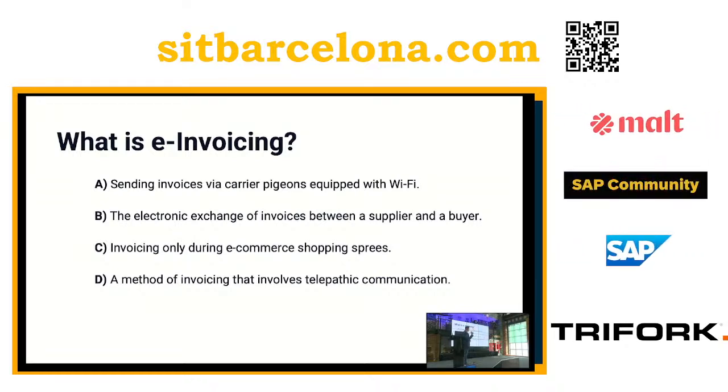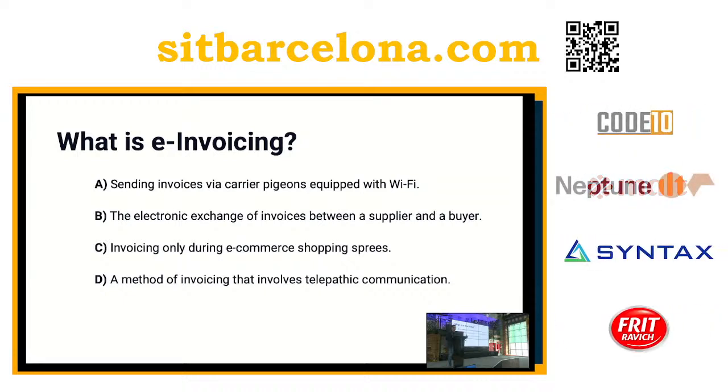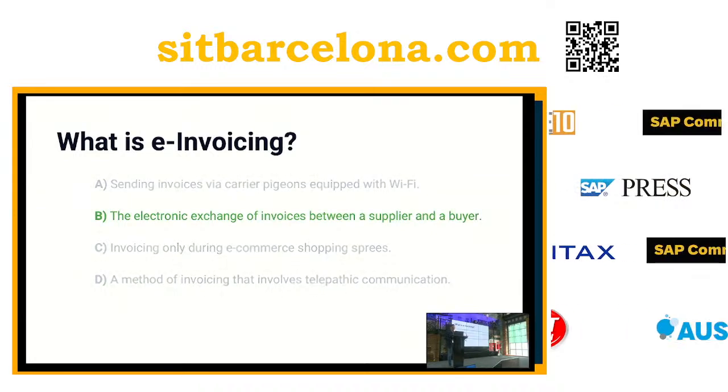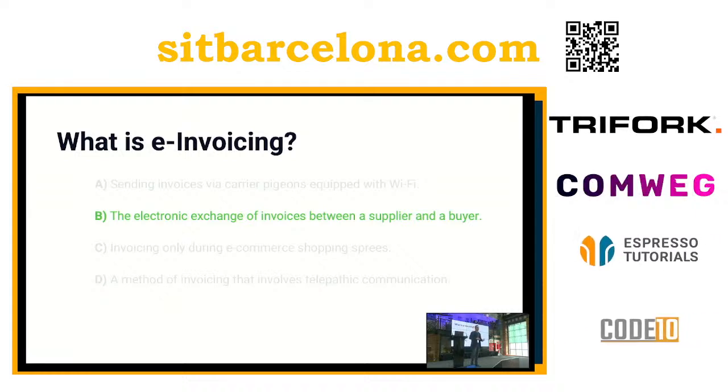Well, there is a definition in Europe of what an invoice is, but before I go to this topic, what do you believe it is? What is an invoice for you? You can read here. Well, it's B, okay? It's the electronic exchange of invoice between supplier and buyer. This is the definition of electronic invoice. Very simple.